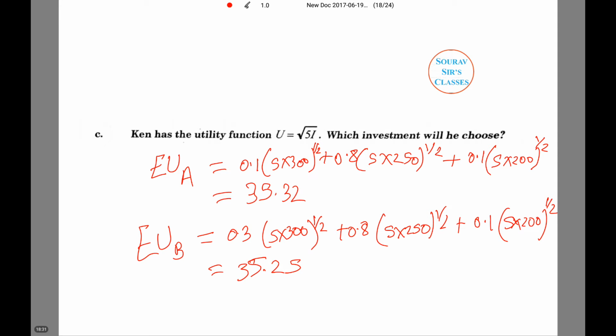Notice carefully, here Kane will invest in A as it is slightly higher than B, as 35.32 is the expected utility of A, whereas 35.25 is the expected utility of B. Notice here Kane is risk averse. Kane will always prefer the investment with less variability, which in this case is investment A.